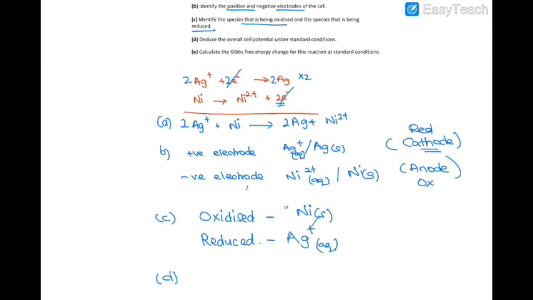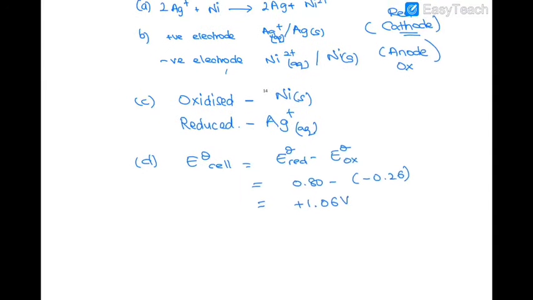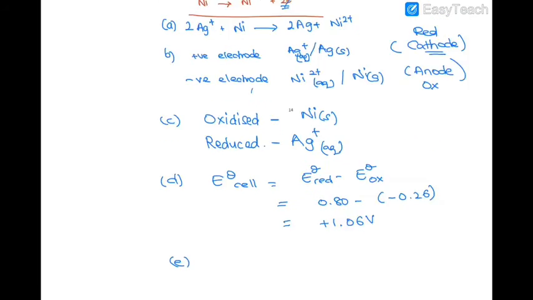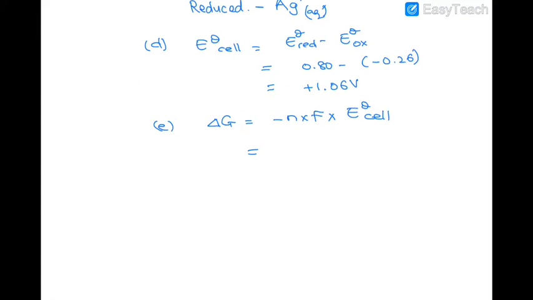Deduce the overall cell potential. So it's the electrode potential of the cathode minus the anode. So electrode potential of reduction minus electrode potential of oxidation. And then you need to find the Gibbs free energy. So delta G is minus n times F times the electrode potential of the cell. The number of electrons from the equation is 2. So minus 2 times Faraday's constant times the electrode potential. This is in kilojoules.